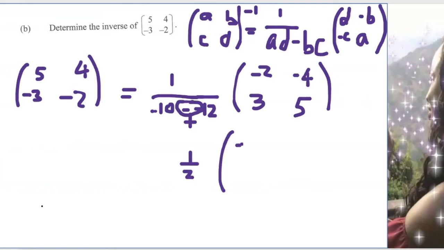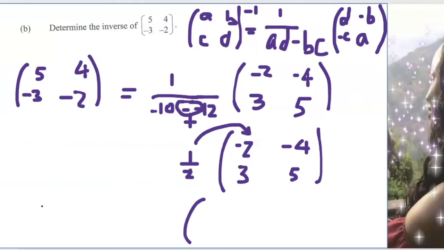Now, by right, this is the inverse, but I can rewrite it in a different form where I multiply each number in the 2 by 2 matrix by a half. So half times minus 2 gives me negative 1. A half times minus 4 gives me minus 2. A half times 3 is 3 over 2, or 1.5. And a half times 5 is 5 over 2, or 2.5.